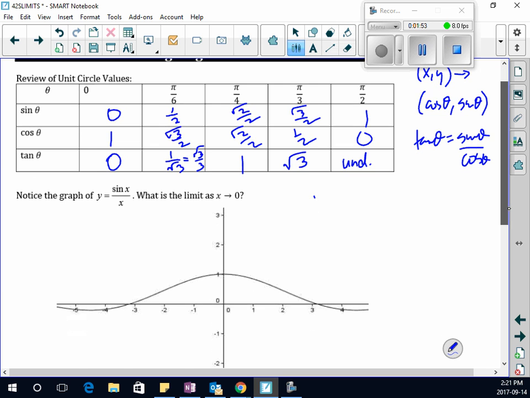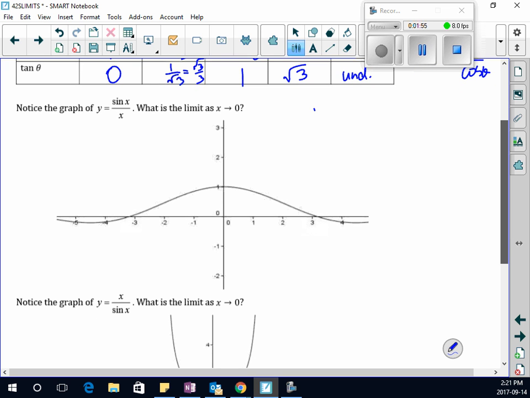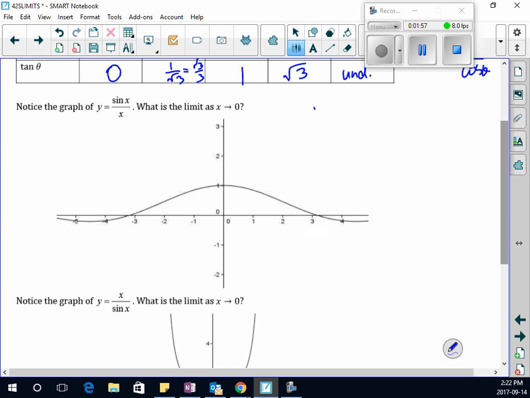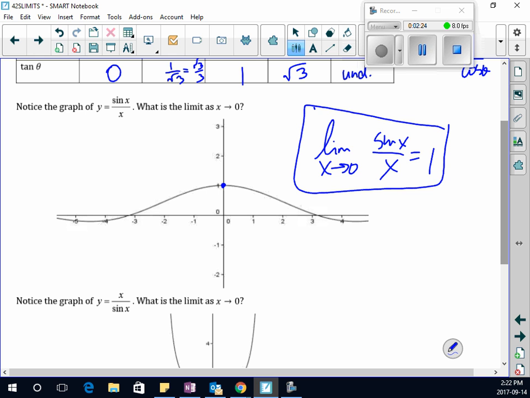Okay. Here is the graph of sine x over x. Can anybody tell me what the limit is as x approaches 0? 1. Right here. When x comes from the left, when x comes to the right, it is intending, and it does actually go to 1. So this is an identity that you need to memorize: the limit as x goes to 0 of sine x over x equals 1. And we found out, actually, there was a homework question that you needed to know that.